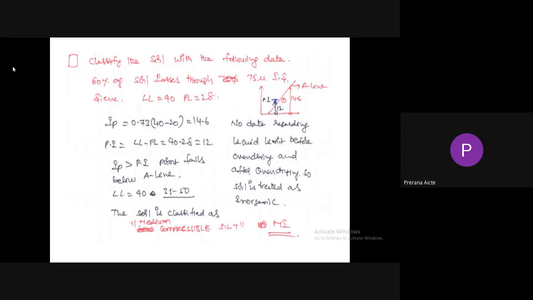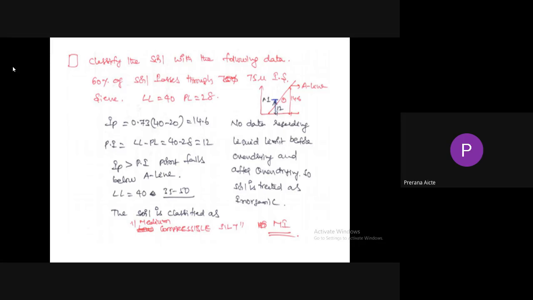First find out the height of A line: 0.73 times (liquid limit 40 minus 20) equals 14.6. Next, plasticity index is liquid limit minus plastic limit, so 40 minus 28 equals 12. So height of A line is greater than plasticity index, so the point falls below the A line.